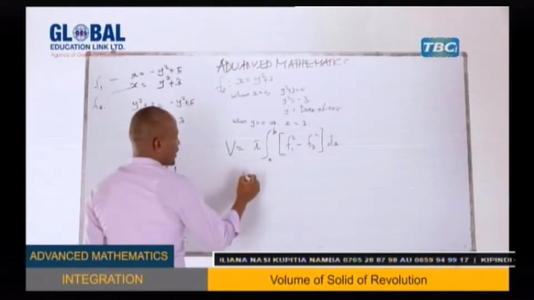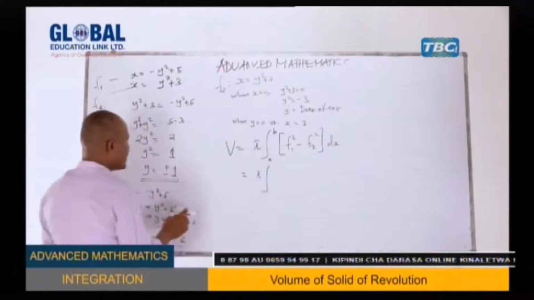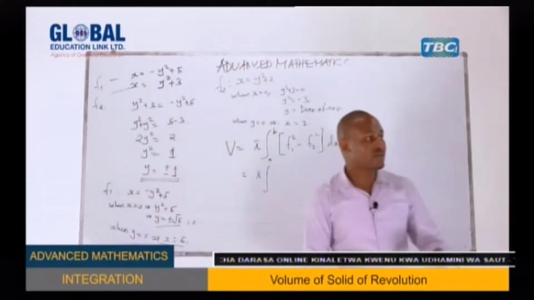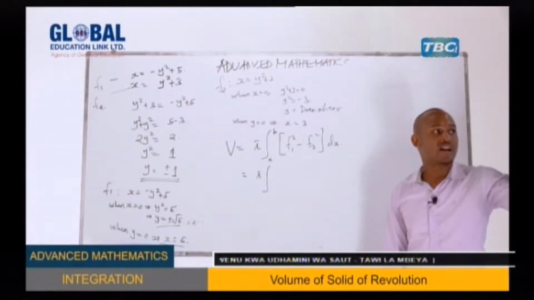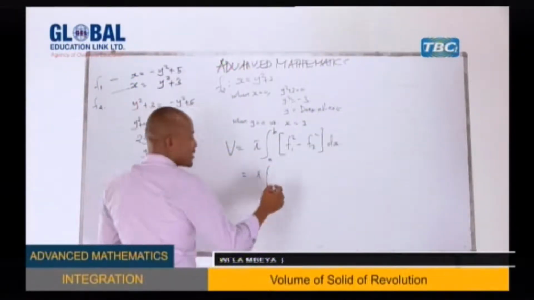Now let's do it. That means it's pi. Our limits, as we have seen from the sketch, if you look carefully, will be from -1 to +1. And our graphs are in a very good form. That means we don't need to change anything.